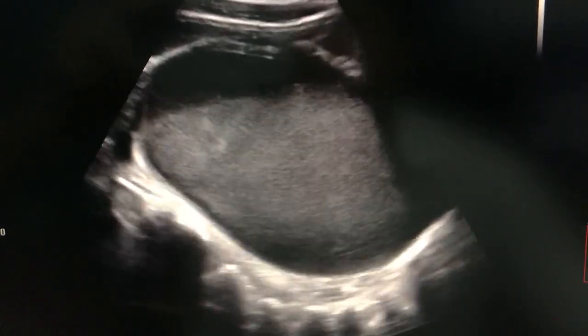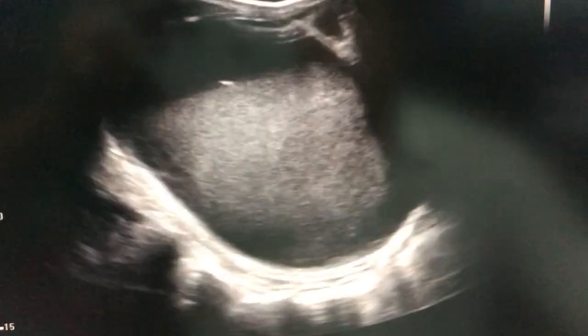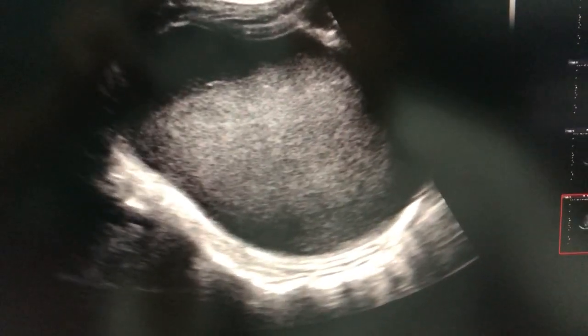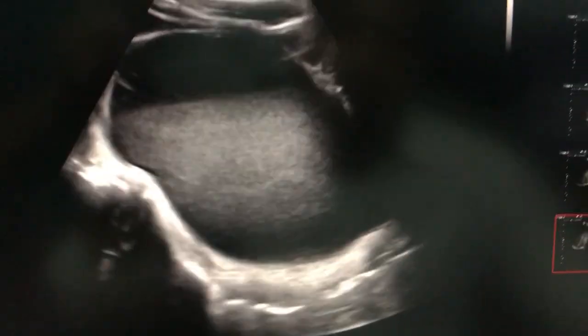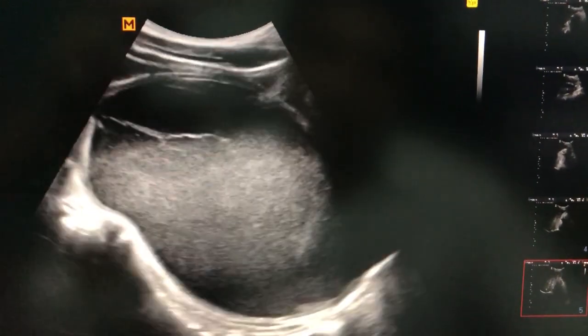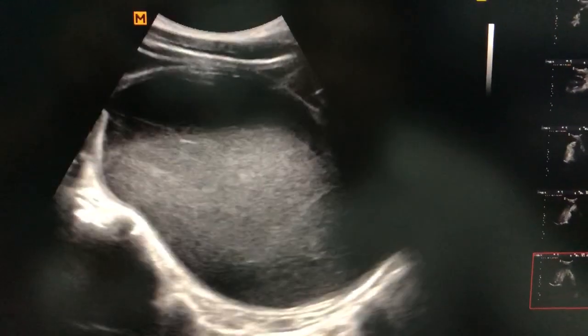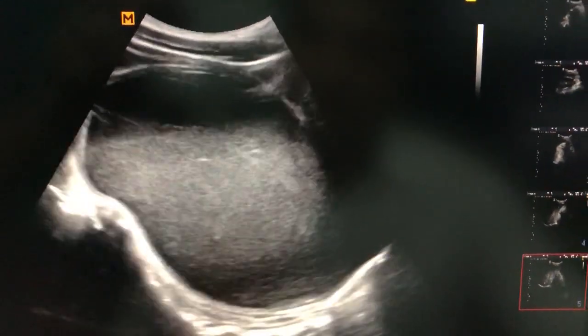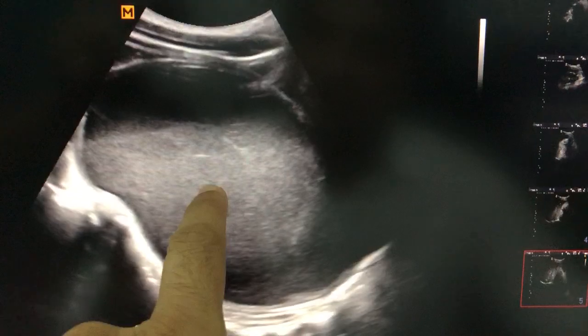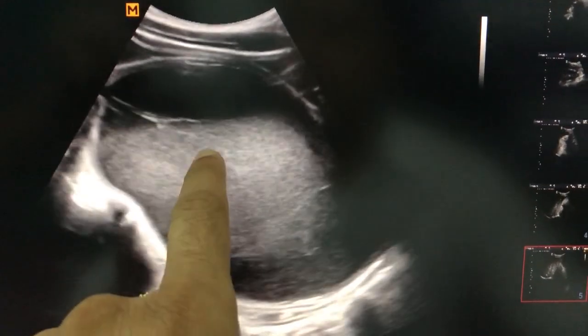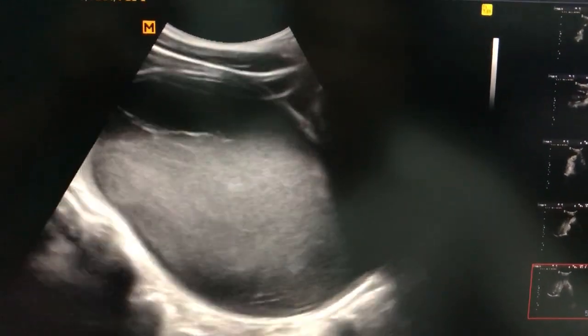25 years female complaining of on and off pain in lower abdomen, and this is the simple cyst of right ovary which has undergone the hemorrhagic changes. Inside this, the hyperechoic part is the hemorrhage.